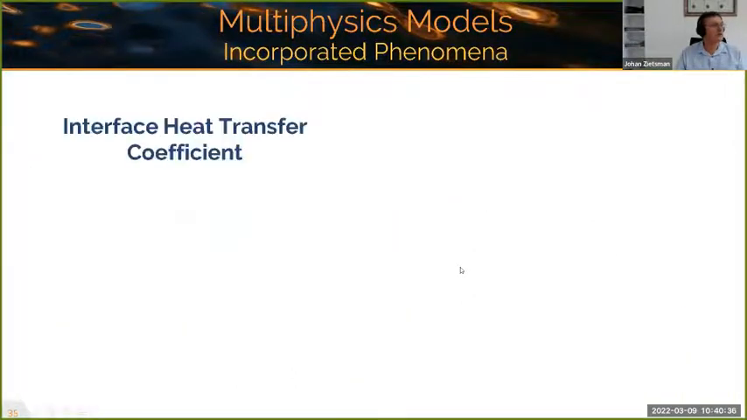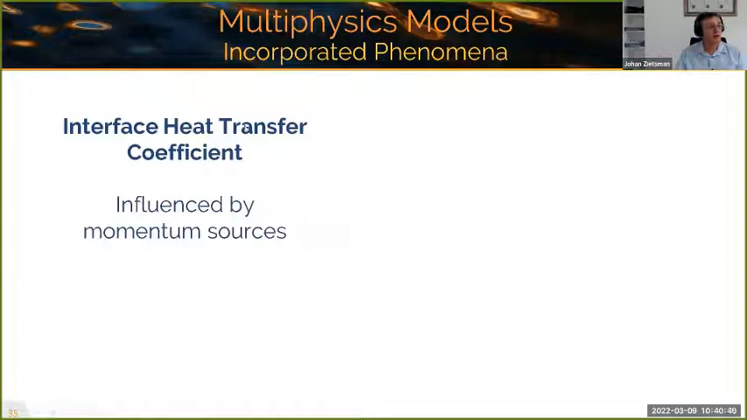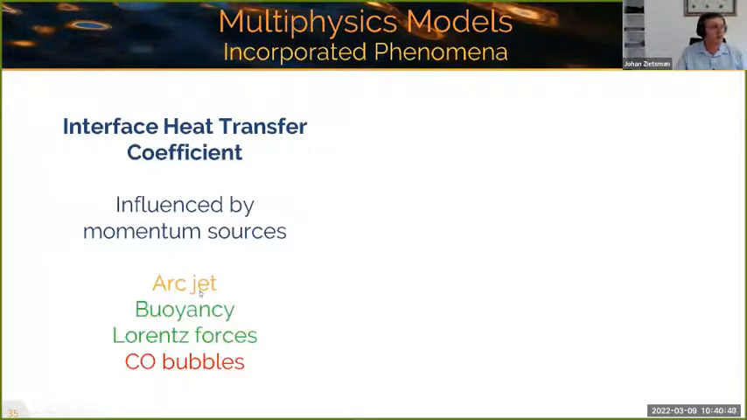Now the interface heat transfer coefficient, like I mentioned before, is an uncertainty, and it's influenced by different momentum sources, like the arc jet, which we can describe very much better now. Buoyancy we can do, Lorentz forces we can do, the CO bubbles that are in the bath, we have not progressed to that point yet.